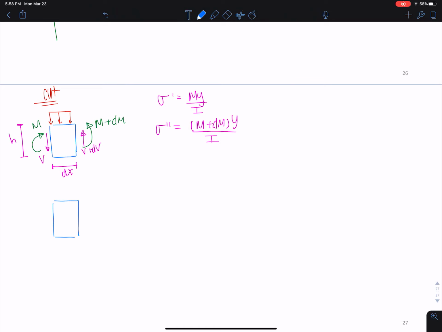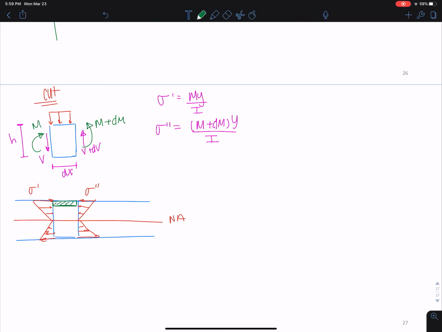And basically what's happening here is we want to draw the stress profile on each side, and we see here that if this is the neutral axis, we have this stress in compression over here, we have this in tension down here. This would be our sigma double prime, this would be our sigma prime, and what we want to know now is we want to examine what's happening in between each layer here.